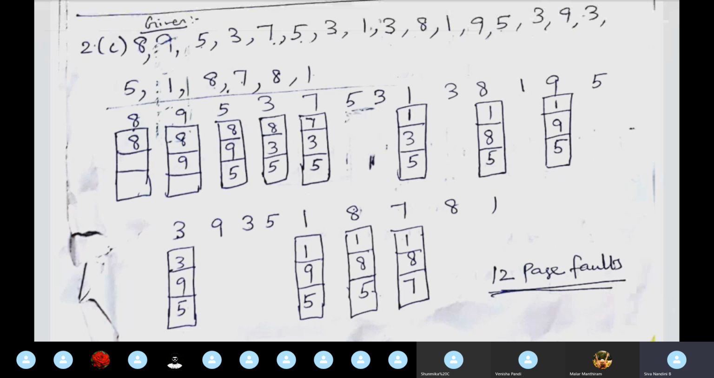We need to insert this page 8 in the frame. So in this case, before inserting this page 8 into the frame, we are having 135. So we have to check whether this 135 won't be used for the longest period of time. If you see like that, after this 8, we are having first page. This first page is going to be used immediately. So we shouldn't replace this first page.